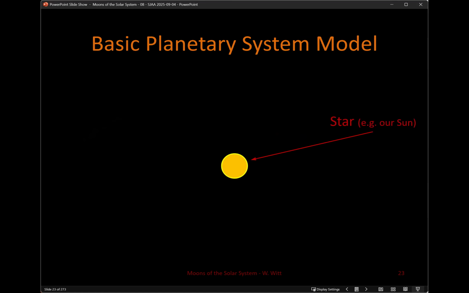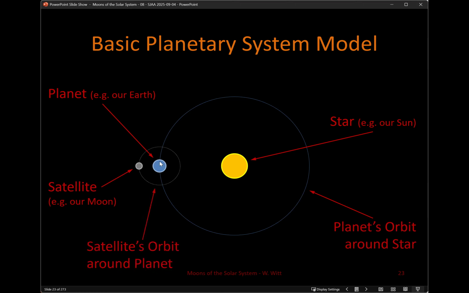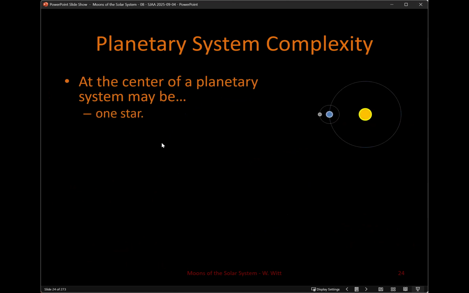So again, just to make sure that we're really clear on how this all looks, right? A basic planetary system model has a star in the center, and then there would be a planet out here like our Earth, and that can then orbit the star. And then we said a moon is a satellite that orbits something that is not a star, and so here you go, right? So here we have a planet like our Earth, and then the moon, and our moon or some other planet's moon can be orbiting here. And so these things can occur in various types of complexity, right?